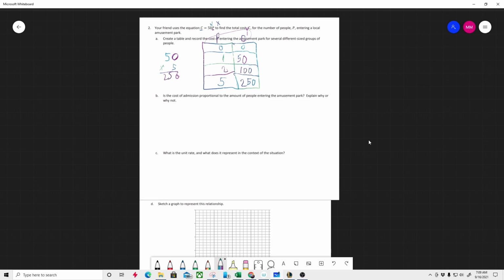So, is the cost of admission proportional to the amount of people entering the amusement park? Well, yeah. First, we got 0, 0, so we know it's proportional. And then, every time, we came up with these numbers based off a proportional formula. So, I mean, that would probably be a cheating answer, but we'll just say yes.